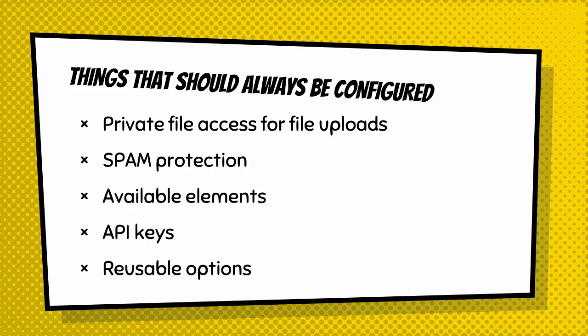And similar to file uploads, there's a ton of elements. I don't think any site I've ever seen has used all of the 84 elements. You should look at the list and turn off the ones you don't need. If you're not doing file uploads, turn off the element. Don't make it available to your site builders. It's just easier. API key is kind of a given. If you're doing that location element, you need the API key. And reusable options, that's the part I want to demo.